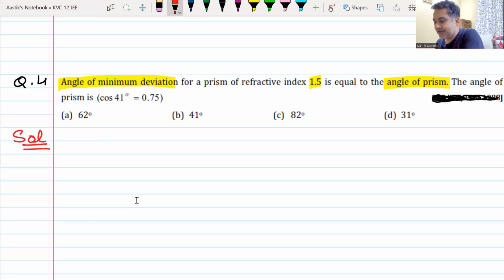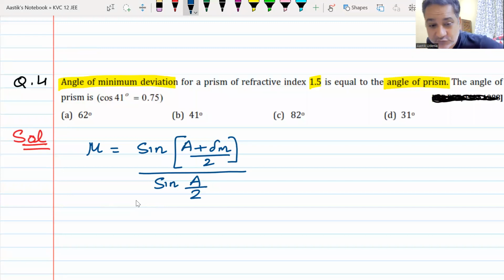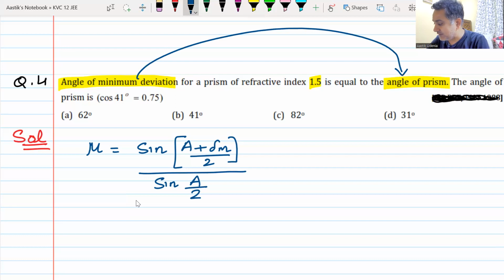I think he can't. Anyways, remember that formula for mu for minimum deviation. For minimum deviation, mu is given by sine of (A plus delta min) by 2, divided by sine of A by 2. Do we understand this? Yes or no? Yes, sir. Well done.